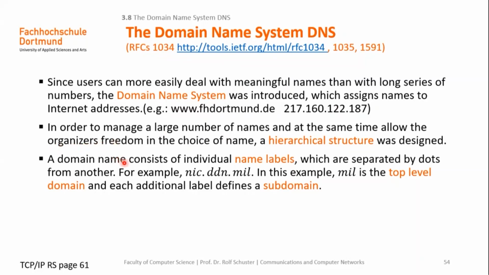The domain name consists of individual name labels, which are separated from each other by dots. For instance, www.fachhochschuledortmund.de or those other names. I'm sure that you are very familiar with that kind of names.